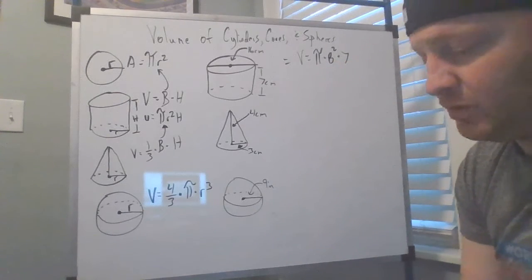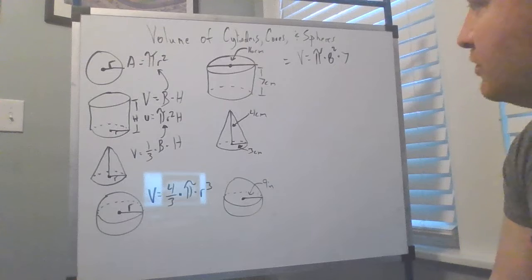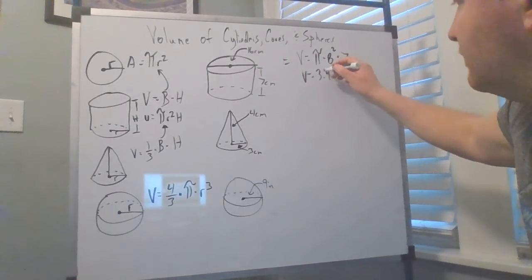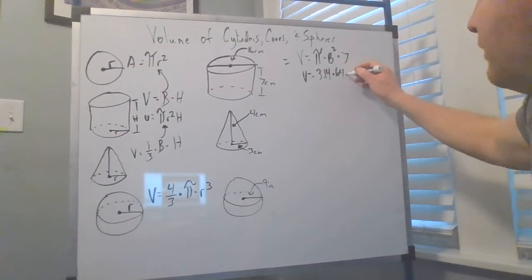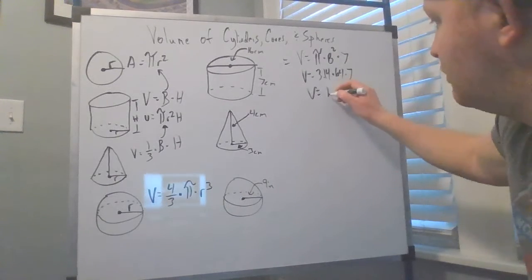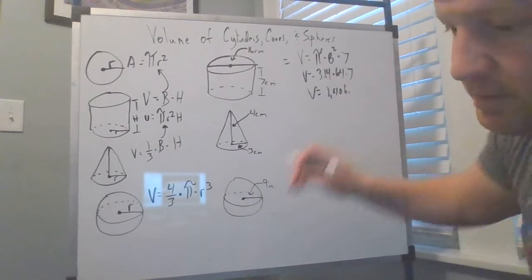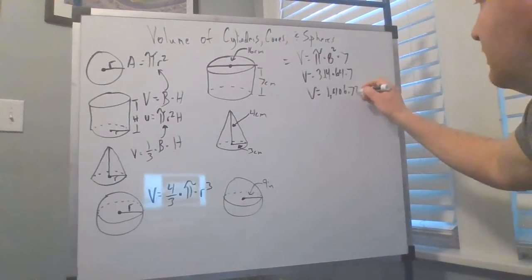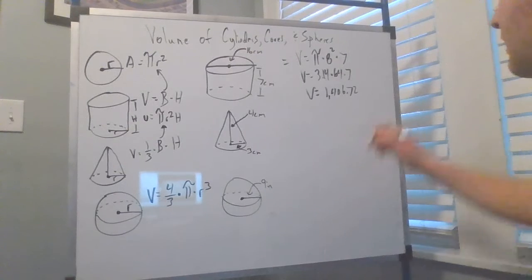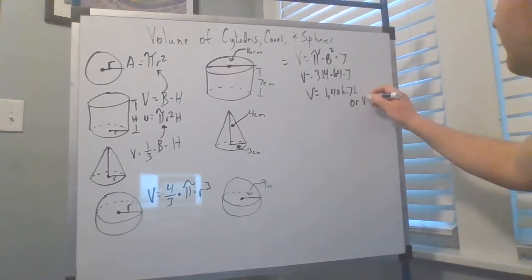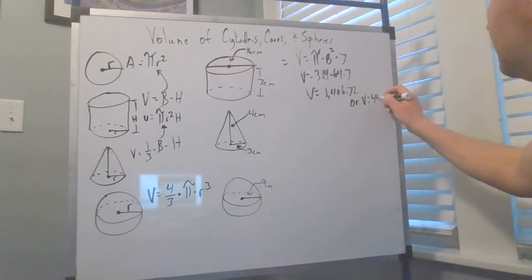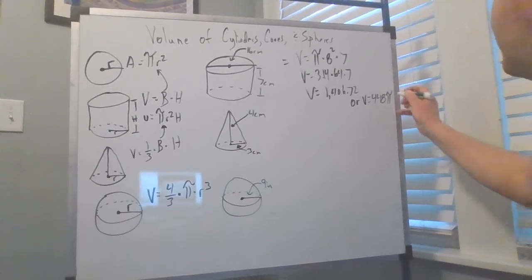Now, the directions will always tell you most of the times to use 3.14 in place of pi. So 3.14, times 64 times 7. So the volume equals 1,406.72. However, if they asked you to leave this in terms of pi, your answer would be V equals 64 times 7 is 448. So this would be considered 448 pi.